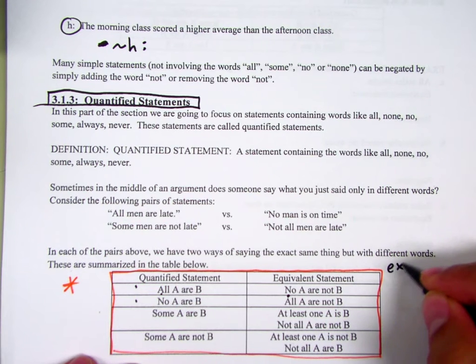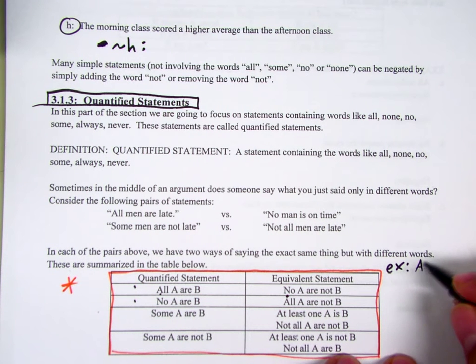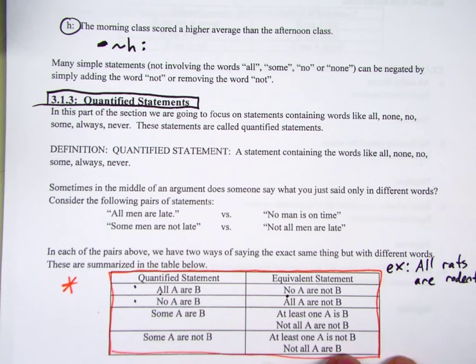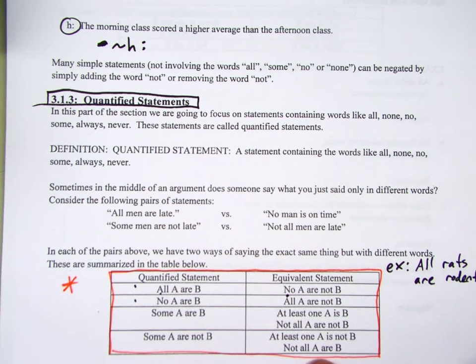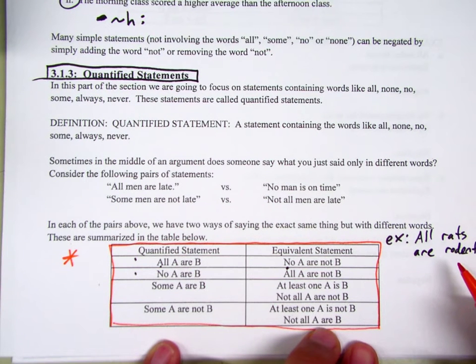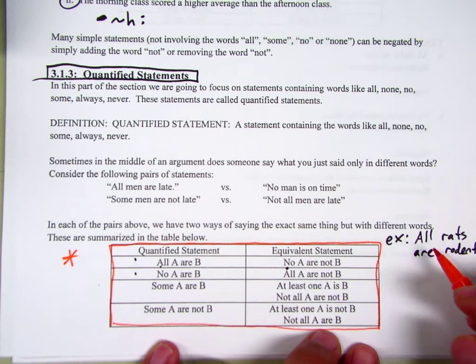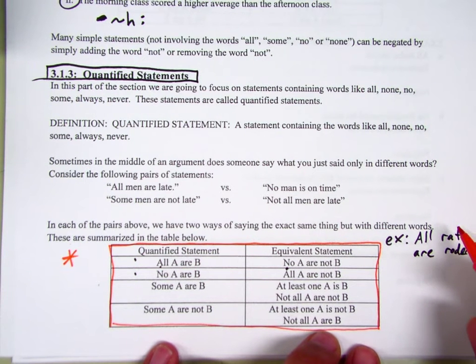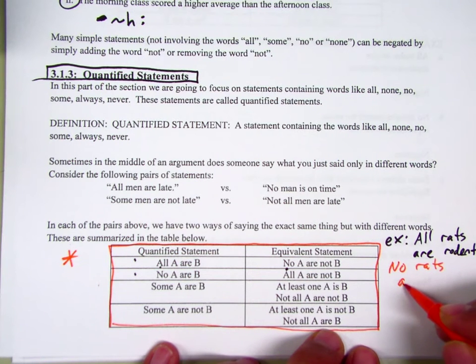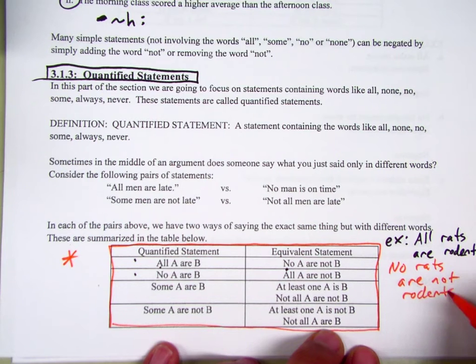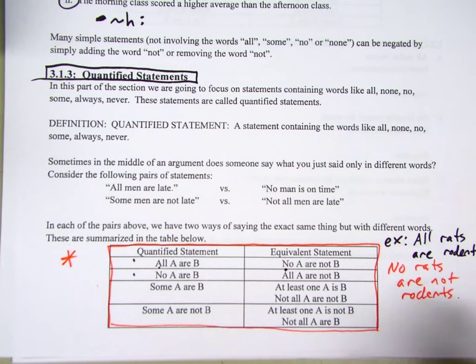So for example, if I said all rats are rodents. What's another way to say that? Yes. So how would you say that? That's close. It's not quite. Jared? No rats are not rodents. No rats are not rodents. Yes. Okay. So we do need both there. No rats are not rodents.